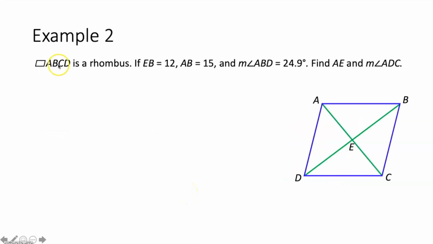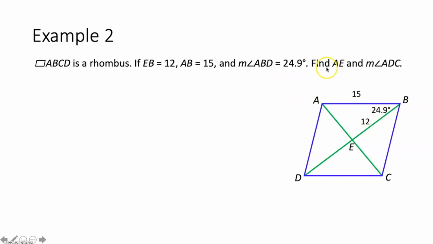Example 2 says parallelogram ABCD is a rhombus if the measure of segment EB is 12, the measure of segment AB is 15, and the measure of angle ABD is 24.9 degrees. Find the measure of segment AE and the measure of angle ADC. So first thing we want to do is we are given a bunch of different measurements, so we're going to label that on our figure over here. The measure of segment EB is 12, the measure of segment AB up here is 15, and the measure of angle ABD would be this angle in here, that is 24.9 degrees.